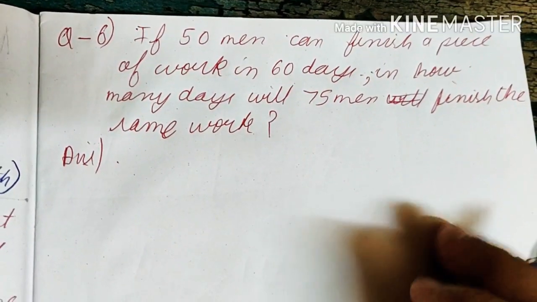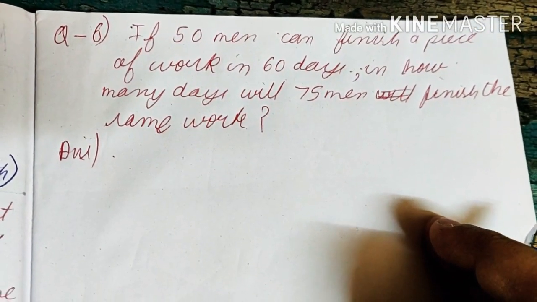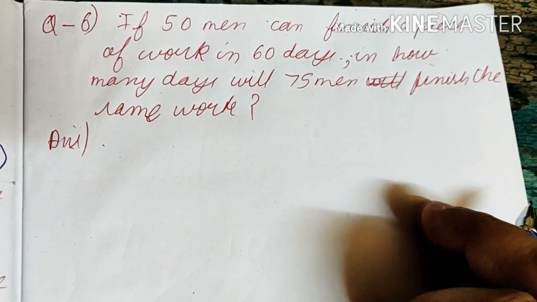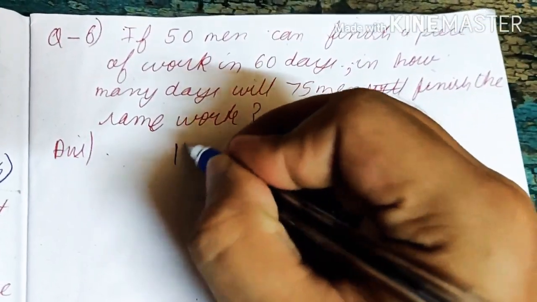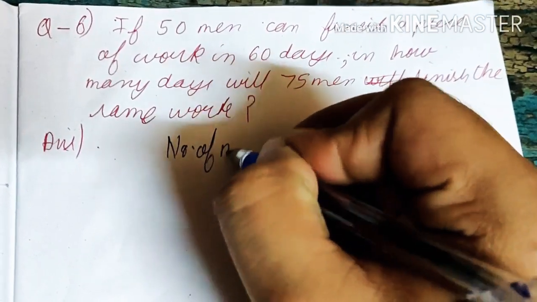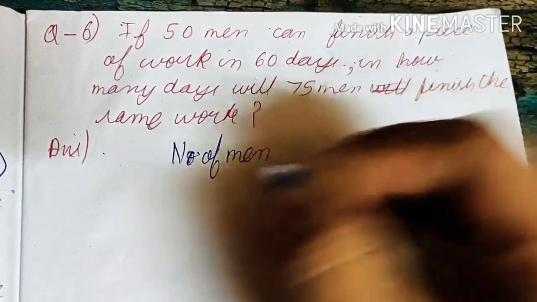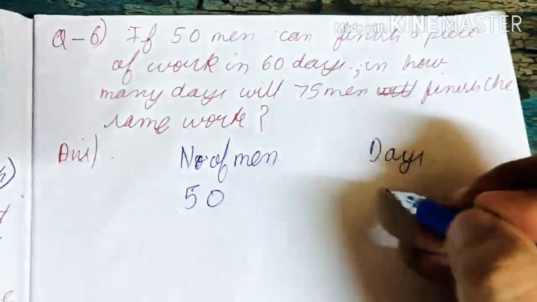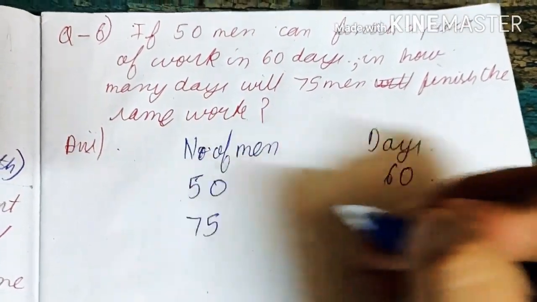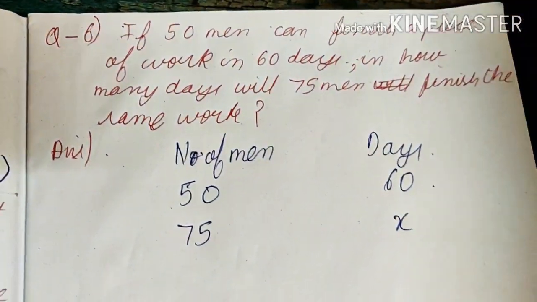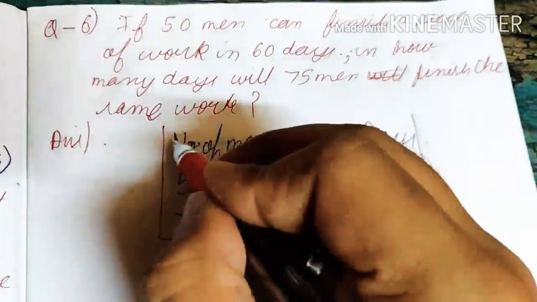Our next question here is that 50 men can do a piece of work in 60 days. How many days will 75 men take to finish the same work? We will again construct a table here. Here it was given number of men and days. 50 men take 60 days, 75 men will take x days. So this is our table here. We have to find how many days 75 men will take.